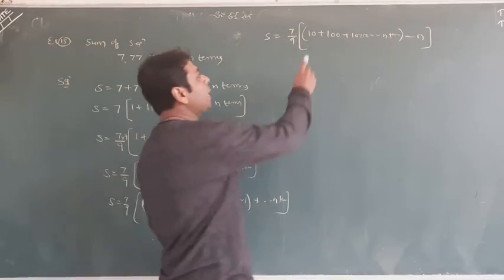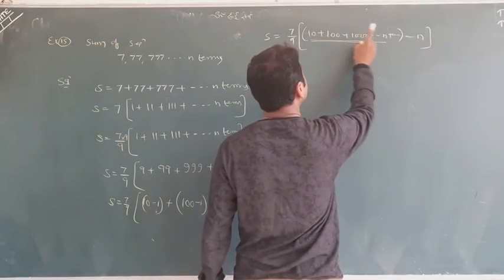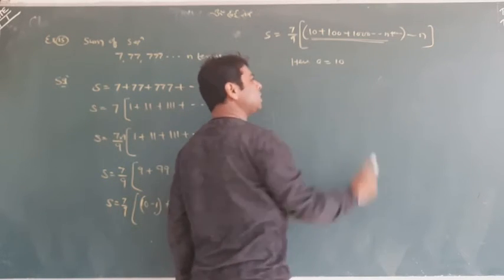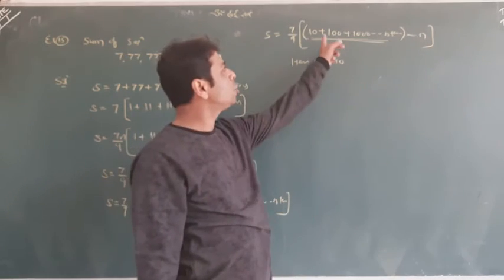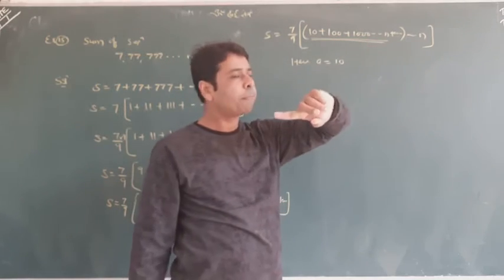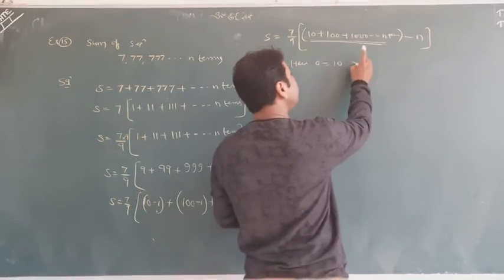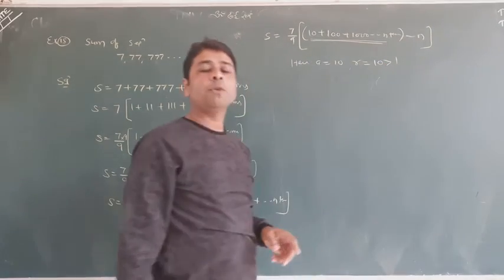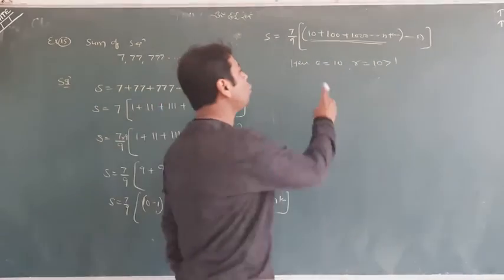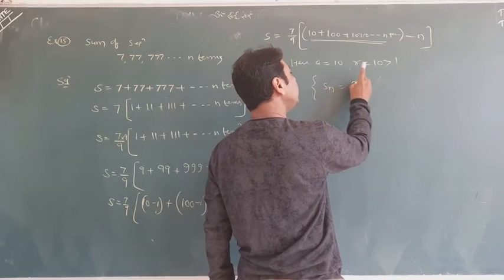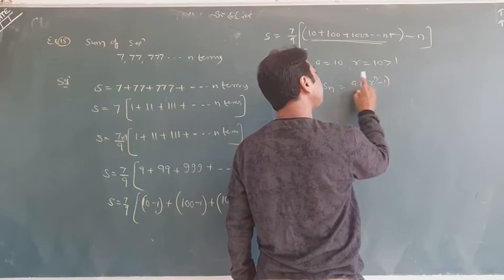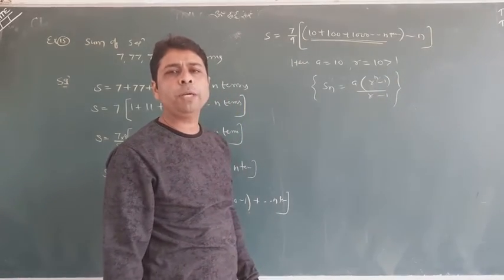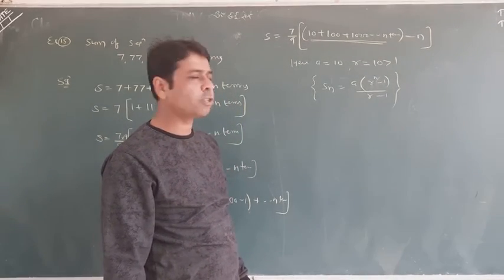Okay, now this is a very beautiful term coming here. Can you see? It is a GP, guys, don't worry about that. 10, 100, 1000 is a GP. The first term a is 10. The ratio, second term upon first term, is 10, which is greater than 1. Why did I write greater than 1? Because I taught you the formula for r greater than 1: a times r to the power n minus 1 upon r minus 1. This is the formula for the sum of a GP when r is greater than 1.